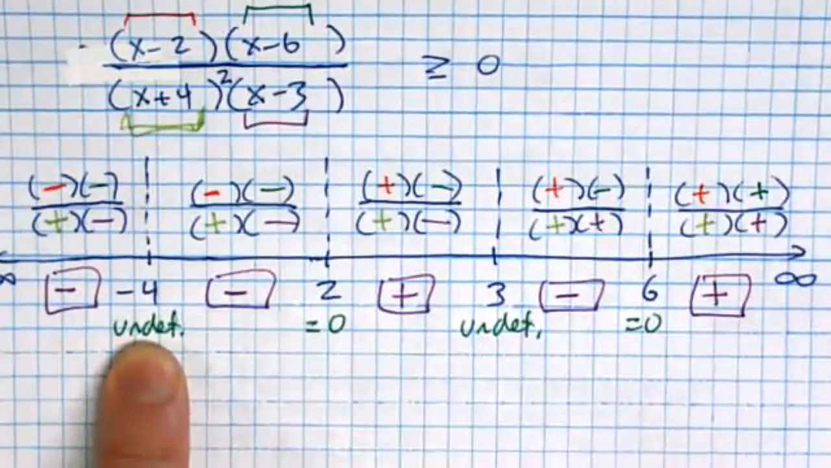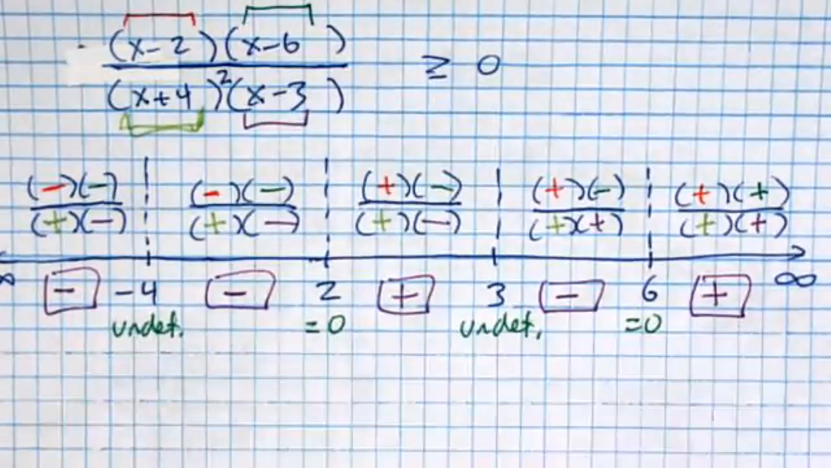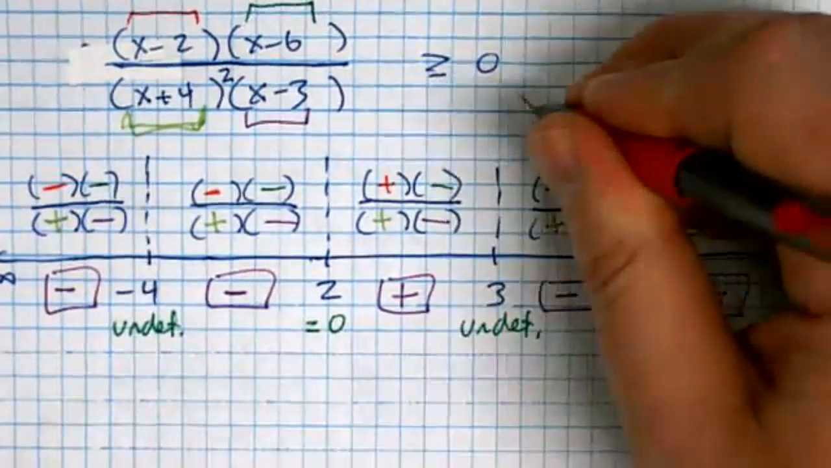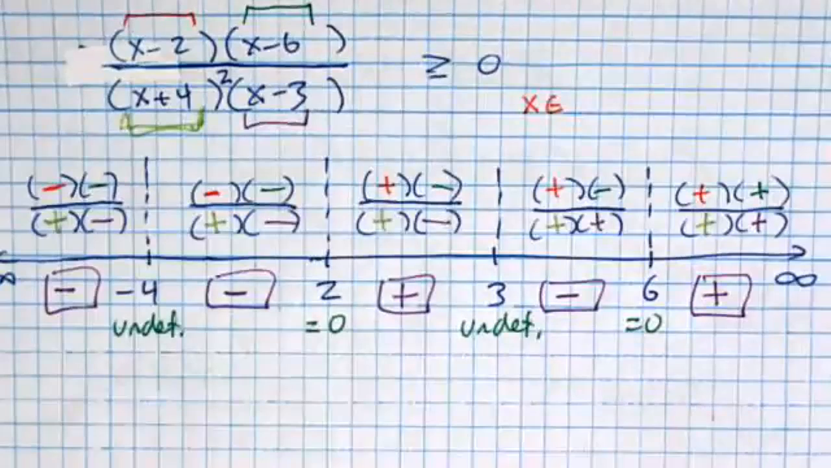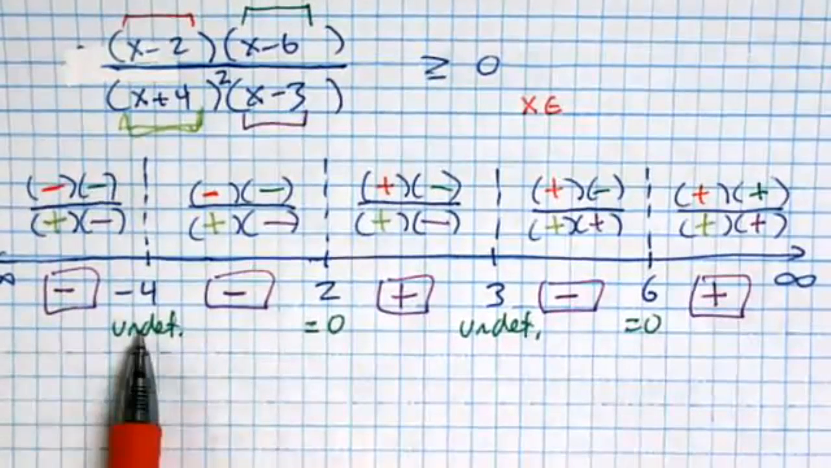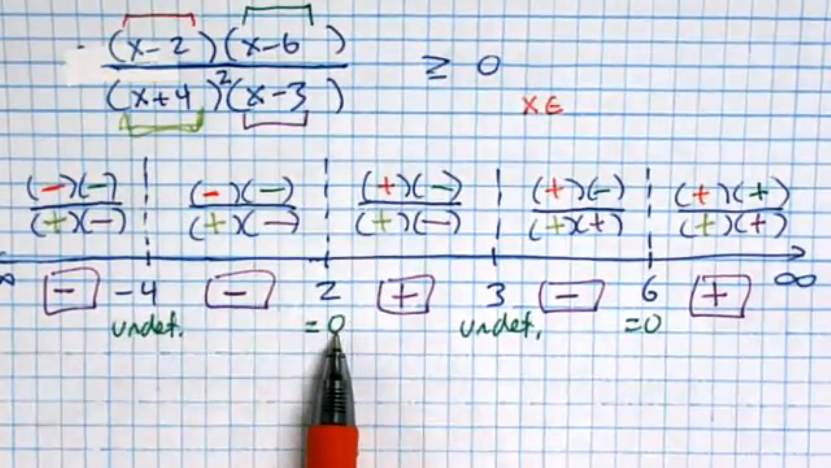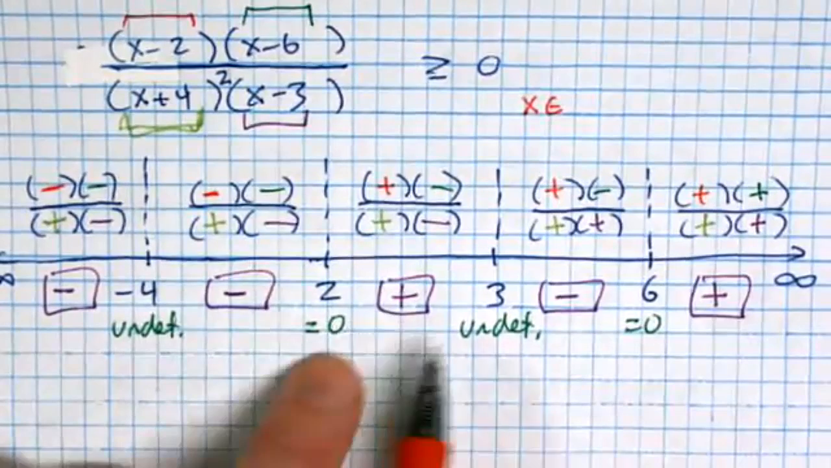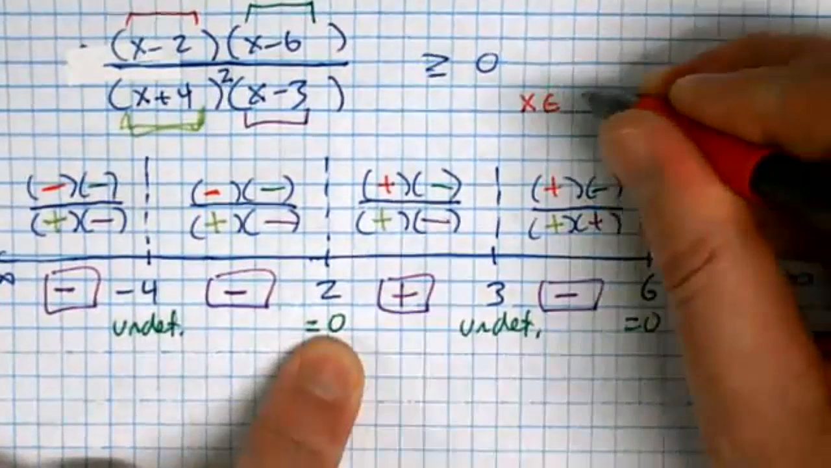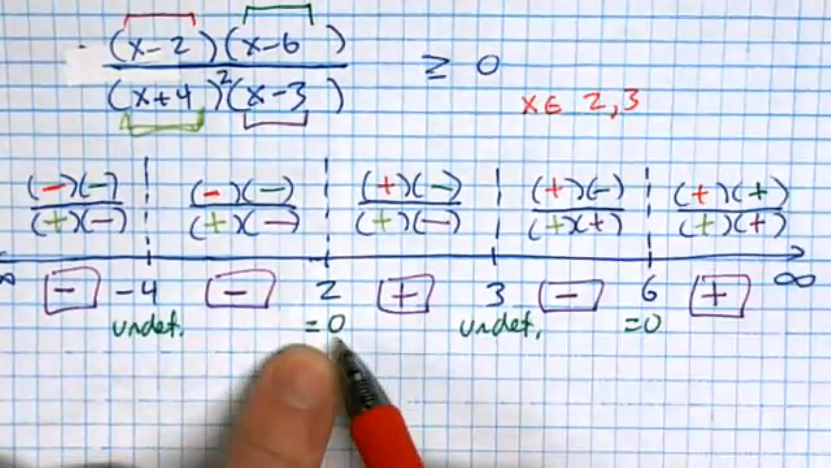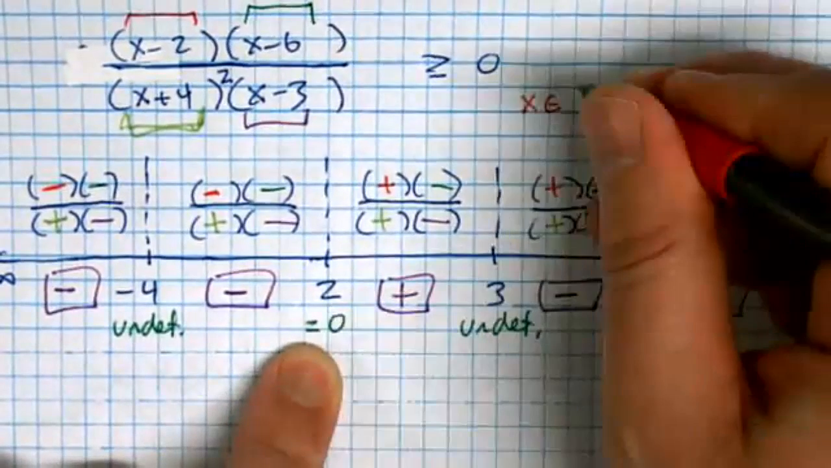So let's go ahead and do this particular case. So I'm going to write my solution right up here. Greater than or equal to 0. So we're thinking positives and where it's equal to 0. So not here, and not here, and not here. So equal to and positive. So we got from 2 to 3. And it's equal to 0 at 2. So 2 gets a bracket.